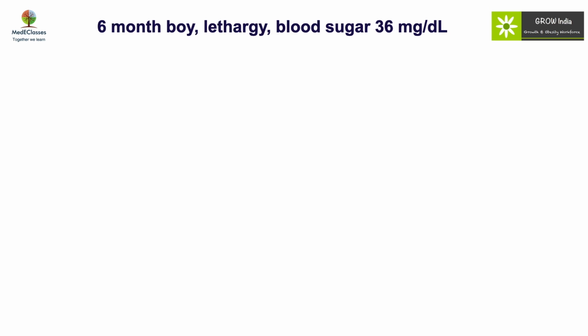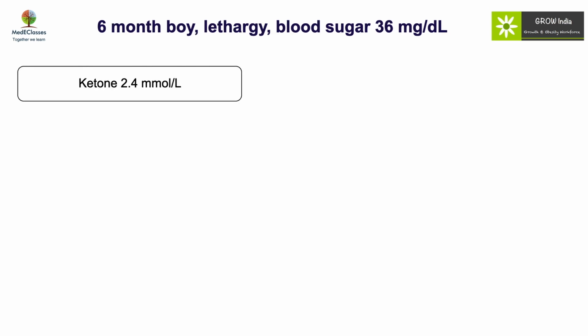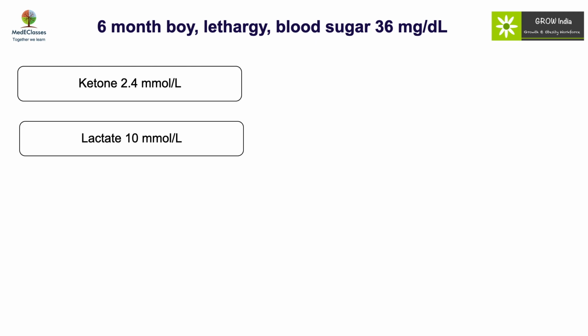Now, a 6-month-old boy with lethargy and blood sugar of 36, ketone positive, lactate high. Now, these are two very, very important clues.